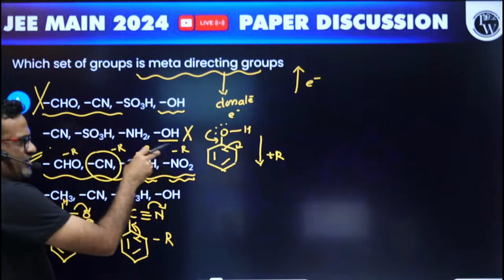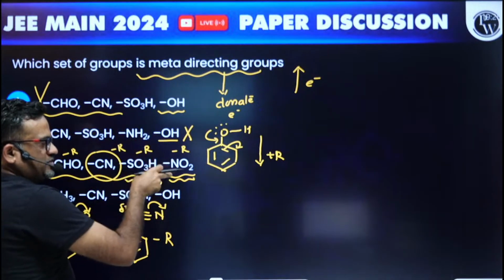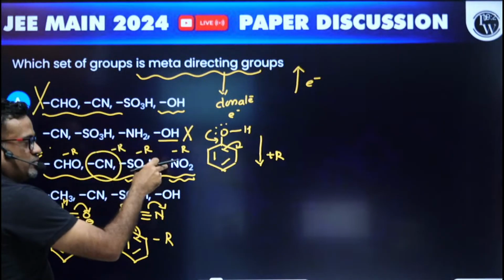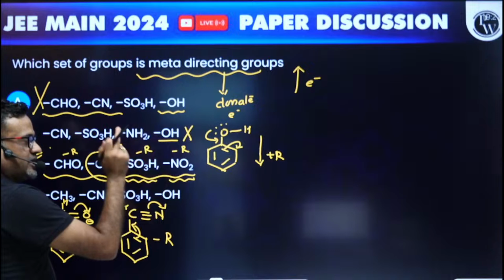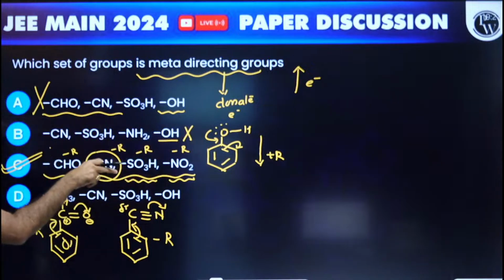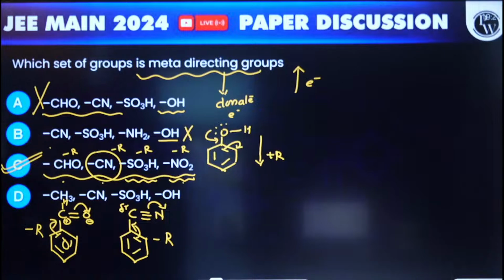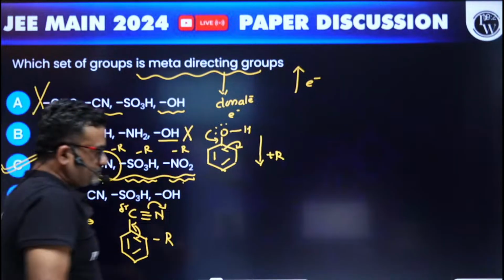Therefore, they will withdraw the electrons from the ortho and para positions, automatically making the meta position more electron rich, and therefore the incoming electrophile attacks the meta position if these 4 groups are present on the benzene ring.